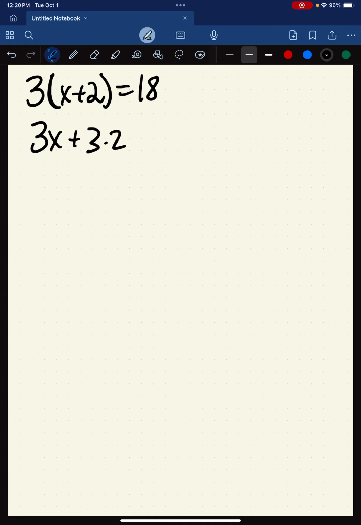Let's first look at 3 times x plus 2, equals 18. The first thing we need to do here is multiply. So we will use the distributive property and say, well, this is 3x plus 3 times 2, it's 18. So we get 3x plus 6 is 18.